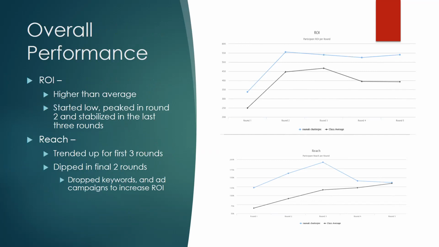Again, the overall reach is dominated by the ad campaign performance. So the trend for reach for the overall performance is very similar to the ad campaign performance. It's higher than the class average and keeps rising, trending up for the first 3 rounds, and it dips in the final 2 rounds, primarily because I dropped keywords and dropped some ad campaigns to better improve the return on investment.